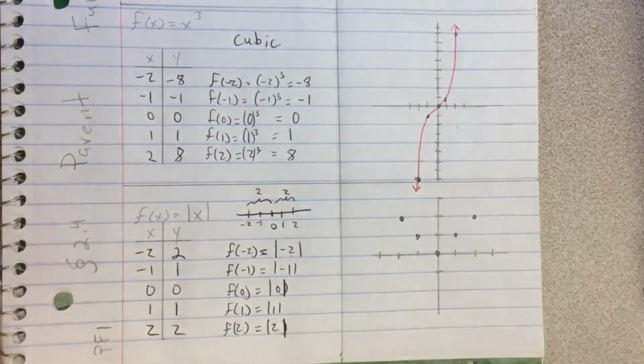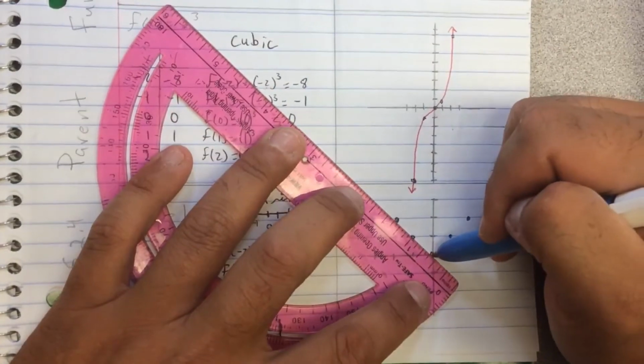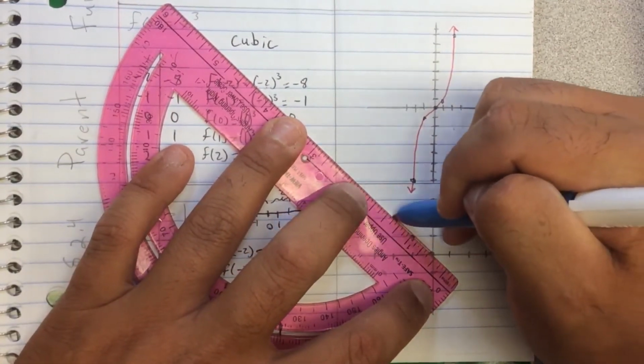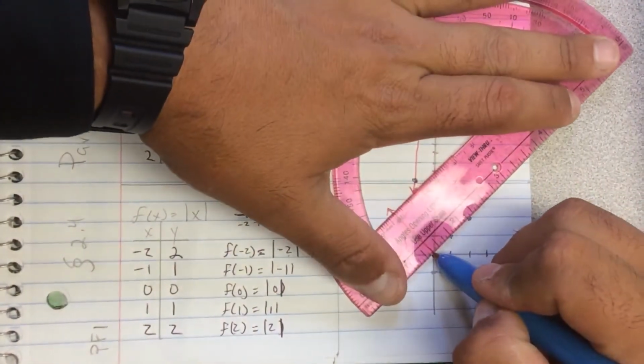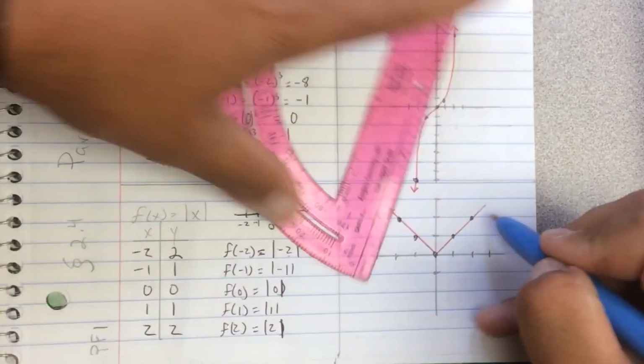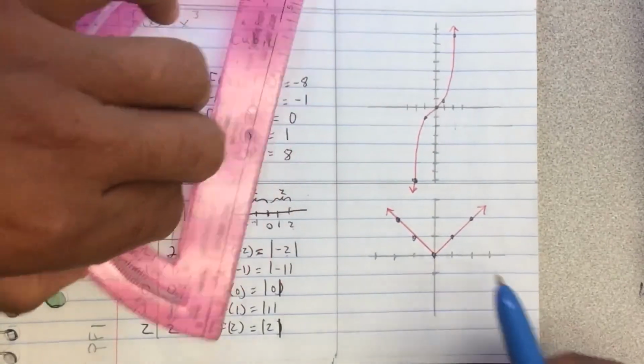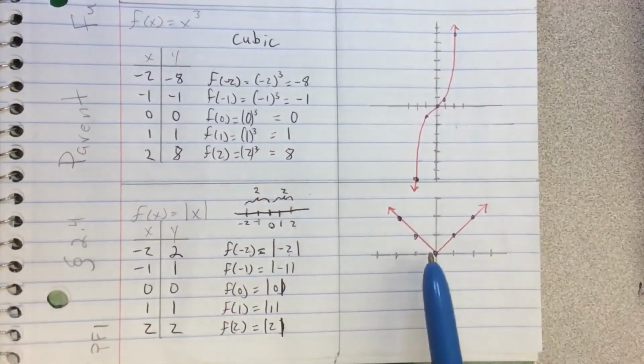Oh, we should probably use a protractor, because these are straight-ish. Well, they're not lines, they're rays. Because an absolute value is actually made up of 2 rays that are connected at the same endpoint. Okay, so that's that right there.